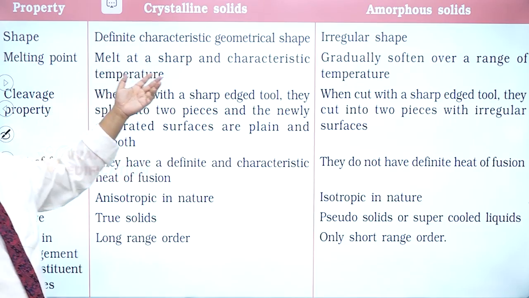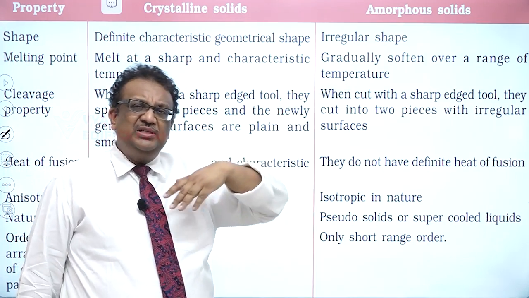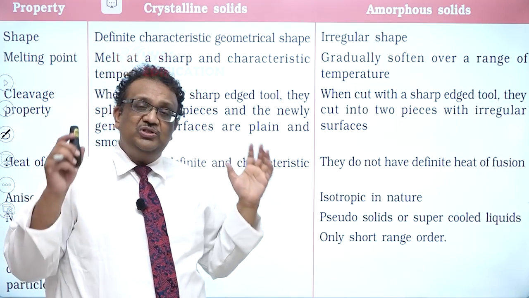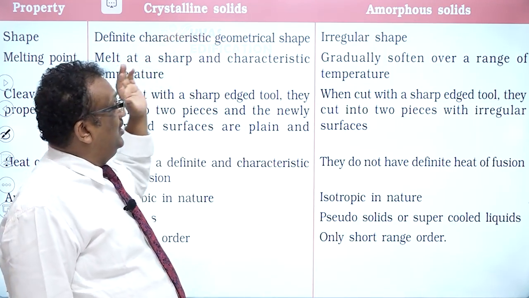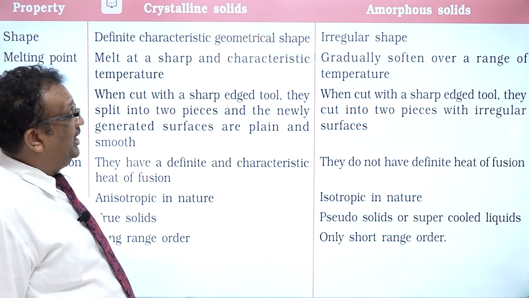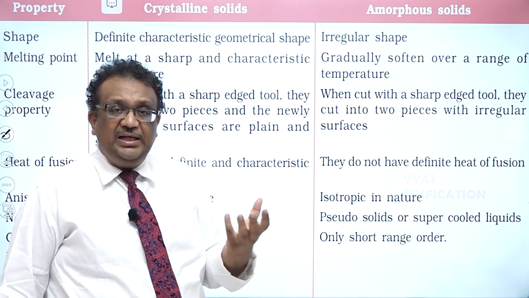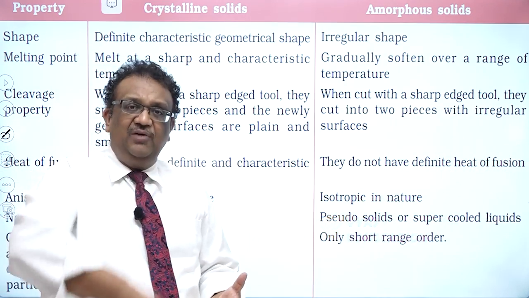Sharp melting points for crystalline solids. Amorphous solids have a range of melting points. They don't have a sharp melting point. That is the most characteristic defining property or distinction between crystalline and amorphous. And if you're trying to cut crystalline solids with a sharp tool, imagine taking a sugar crystal and trying to cut it with a knife.